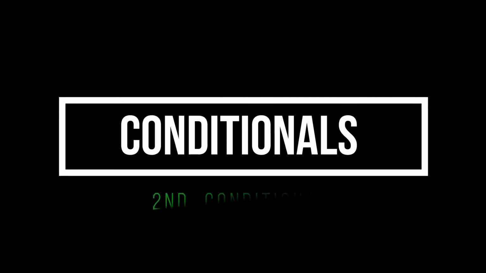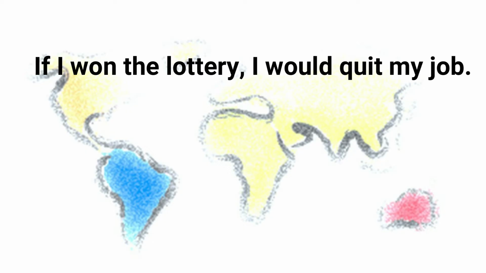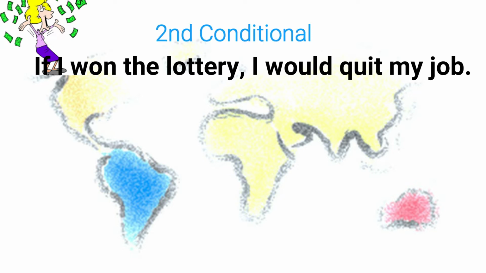Now let's take a look at the second conditional. My first example for the second conditional reads, if I won the lottery, I would quit my job. For second conditional, we're looking at scenarios or situations that are hypothetical. They're unlikely to happen. And even though it's a different scenario than the first conditional, it still has many of the same components, including the if and an action clause and a consequence clause.